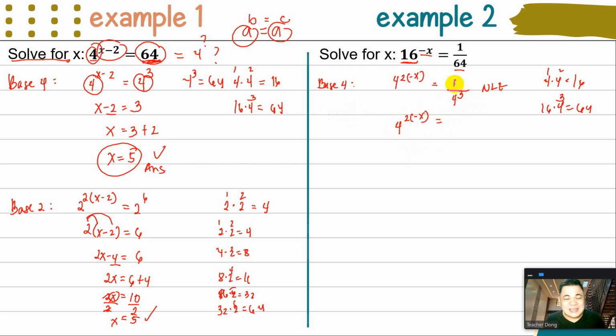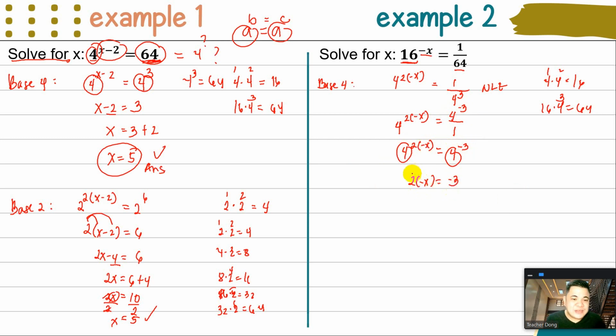In this case, the numerator, which is 1, will go to the denominator. And then, the denominator, which is 4 cubed, will go to the numerator, but the exponent will become negative. Or simply, we can rewrite this as 4 raised to the power of negative 3 equals 4 raised to the power of 2 times negative x. In that case, the bases are already similar. So therefore, we can equate the exponents. We have 2 times negative x equals negative 3.